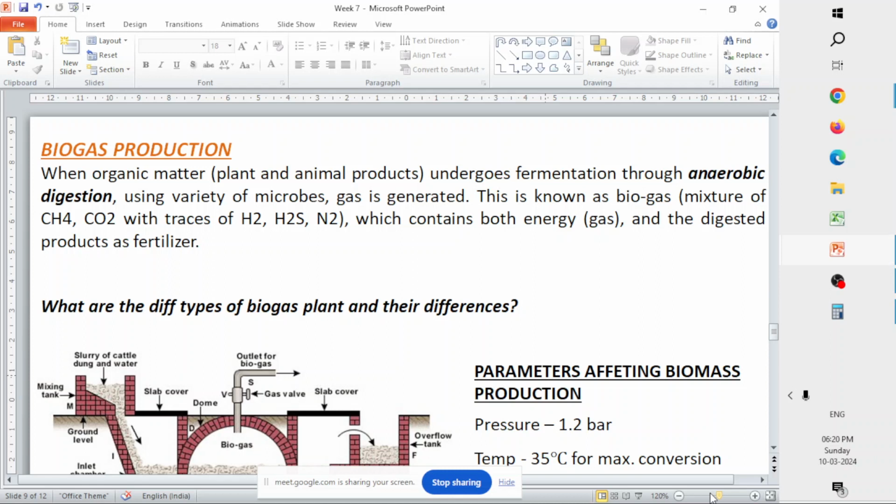You get biogas, which will be used as an energy source, and then the digested product that is generated will be used as a manure or a fertilizer in your agricultural fields.